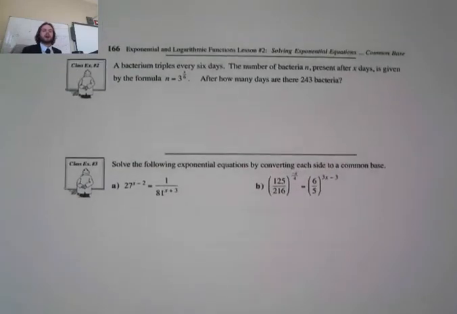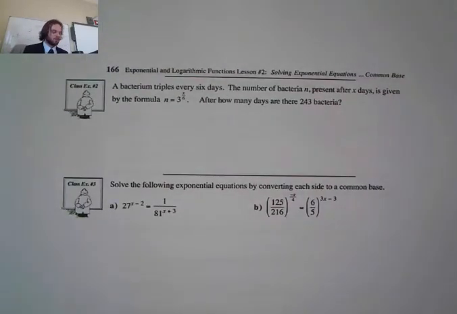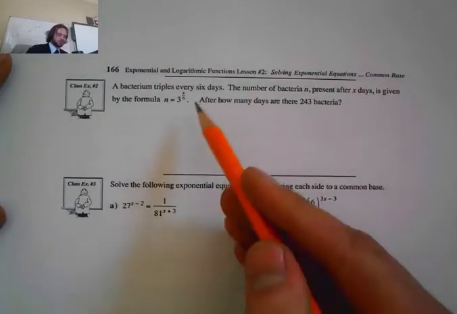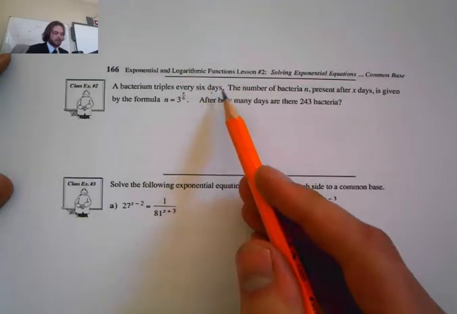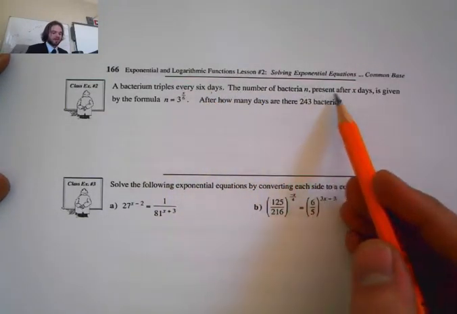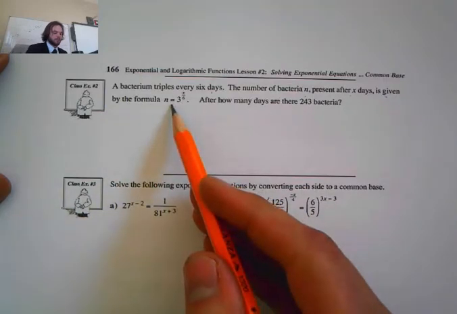They're nice. Okay, let's take a look at our next question. Question number 2. It says, a bacteria triples every 6 days. All right? The number of bacteria n present after x days is given by this formula.